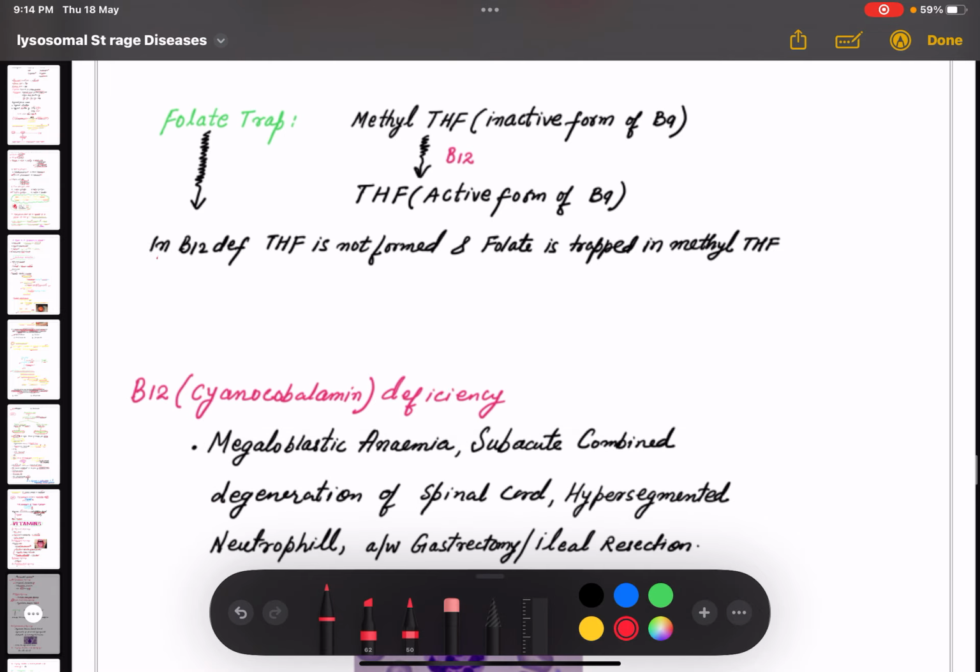See this another important topic here, which is folate. See guys, methyl tetrahydrofolate, which is the inactive form of vitamin B9, is activated by vitamin B12. Therefore, we get tetrahydrofolate, which is the active form of vitamin B9. What is meant by folate trap? Folate trap occurs in vitamin B12 deficiency. If B12 is not there, tetrahydrofolate is not formed, and the folate is trapped as methyl tetrahydrofolate.